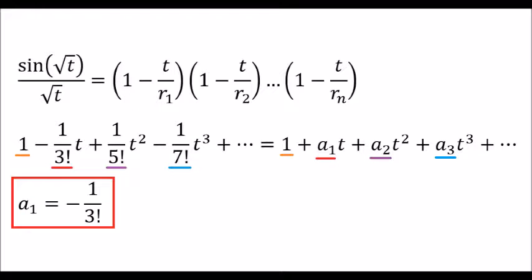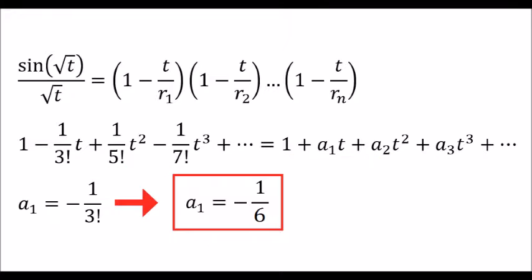Now let's look at our function sine of the square root of t over the square root of t. This can be expressed as a general polynomial. In the second line, I've used the series expansion on the left-hand side and right-hand side. We've seen where both of these come from in previous slides. Equating values term by term, we see that a1 is equal to negative 1 over 3 factorial. This is equivalent to negative 1 over 6. Remember this.